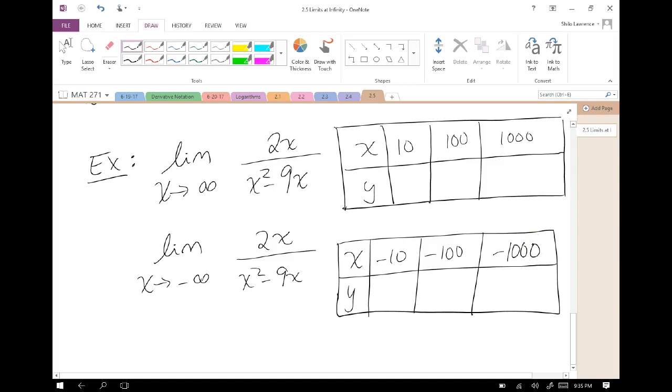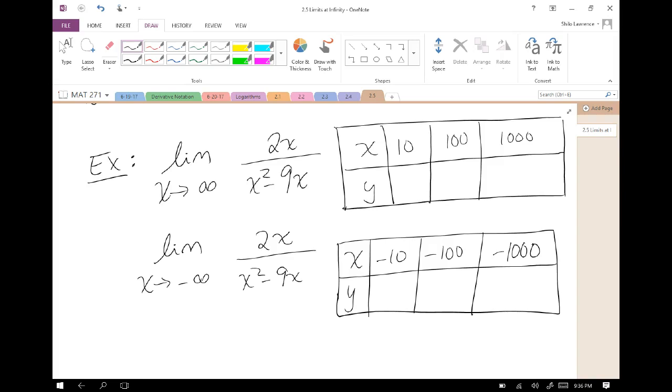And remember, we said the fastest way to do these is to type your function into y equals and have your table in ask mode. And then you can just type in the values that you want. So under my y equals, I'm going to type in 2x divided by x squared minus 9x.